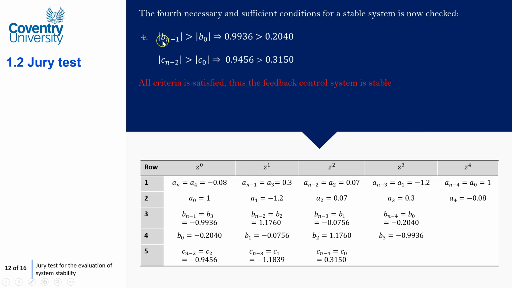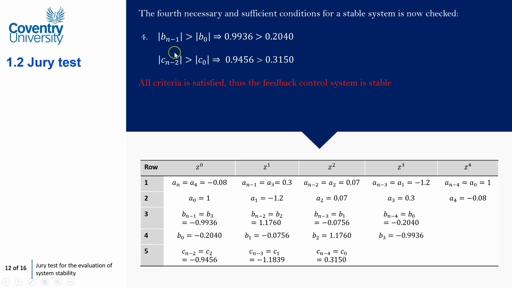So if you remember this, the modulus of Bn minus 1 must be greater than B0. So Bn minus 1, which in this case is B3, the modulus of that is 0.9936, must be greater than B0, which in this case, the modulus is 0.2040. So in that case, we satisfy that, so that's okay.